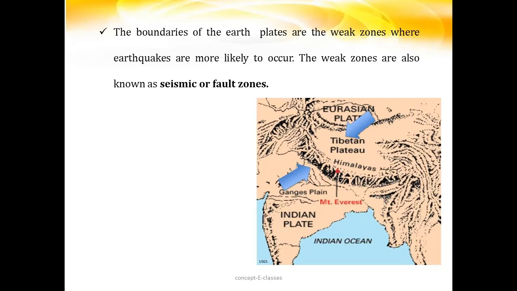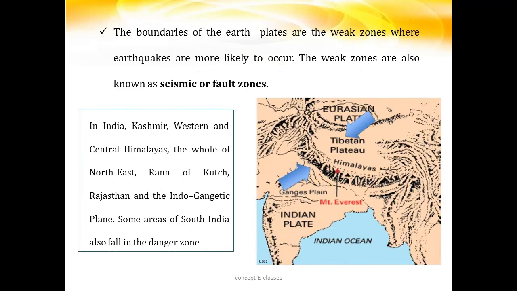Now, although we know what causes an earthquake, it is not yet possible to predict when and where the next earthquake might occur. Since earthquakes are caused by the movement of plates, the boundaries of the earth plates are the weak zones where earthquakes are most likely to occur. So these weak zones are also known as seismic zones or fault zones.